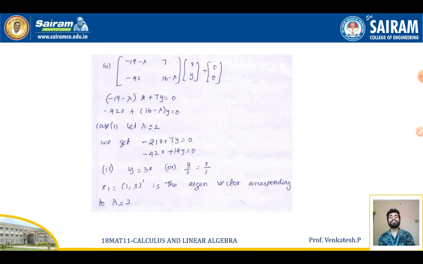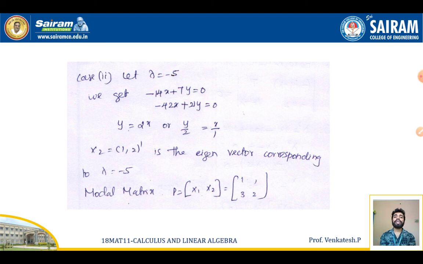The first case is, let me take lambda is equal to 2. In this equation, I'm going to replace lambda is equal to 2. After replacing lambda is equal to 2, I'll be getting what? Minus 21x plus 7y is equal to 0, minus 42x plus 14y is equal to 0. After simplifying these two equations, I'll be getting y is equal to 3x, or y by 3 is equal to x by 1. So the first eigenvector, 1 comma 3 transpose, is the eigenvector of the corresponding eigenvalue lambda is equal to 2.